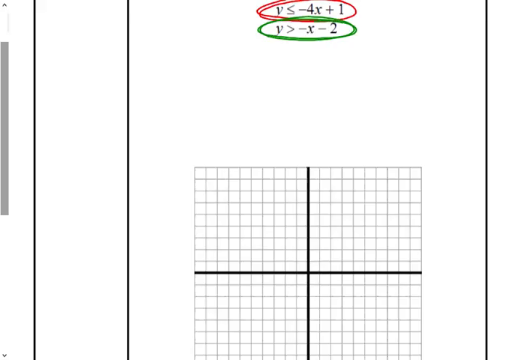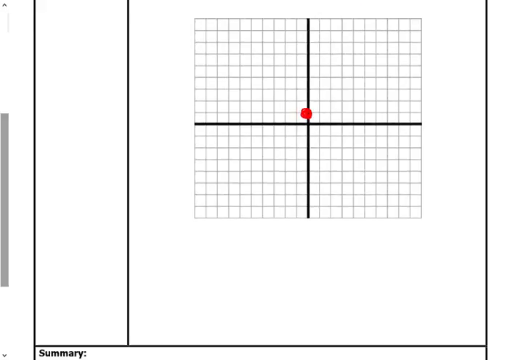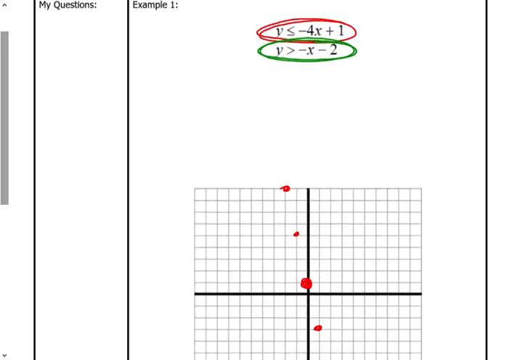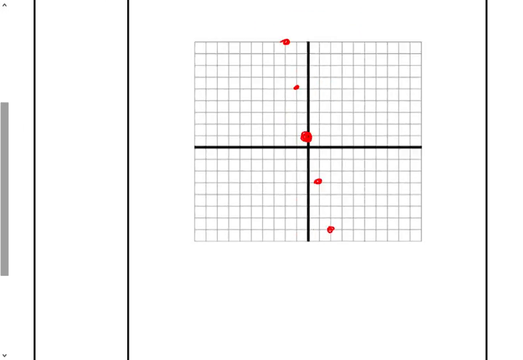So the first one in red starts at a y-intercept of 1, so I'm labeling my y-intercept. And then I'm going to go down 4 over 1. And I'm going to go the other way and get as many points as I possibly can on my graph. Now, when I look at it, it's an or equal to, so that tells me that this is a solid line coming right through here. And we can kind of make these points a little bigger so our graph looks pretty good there.